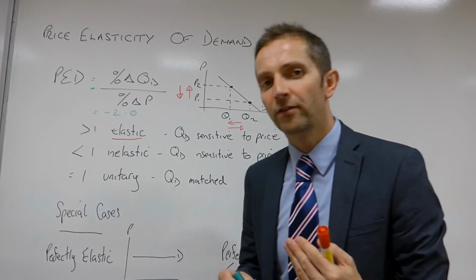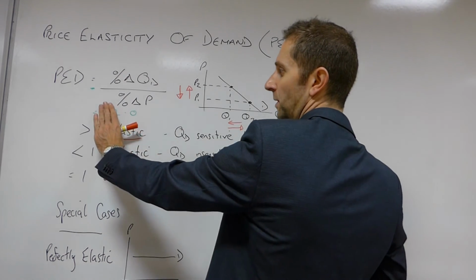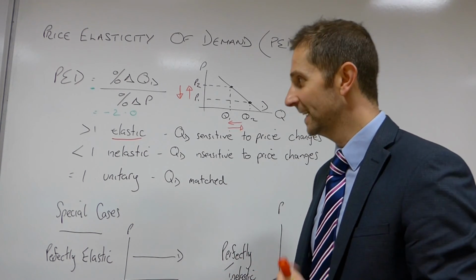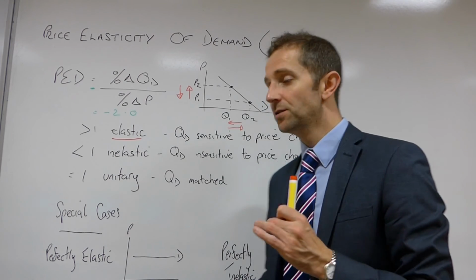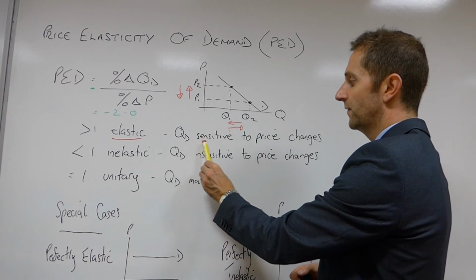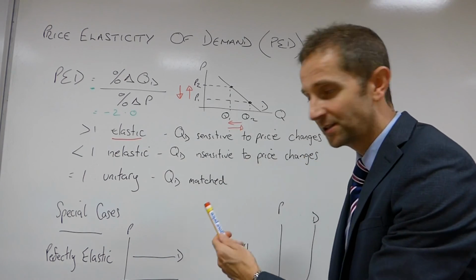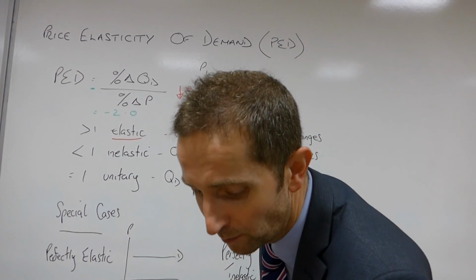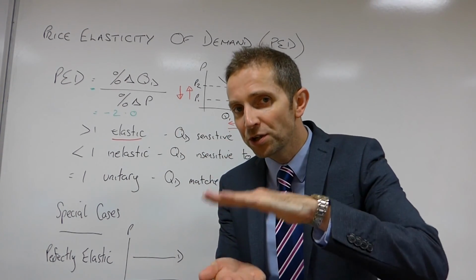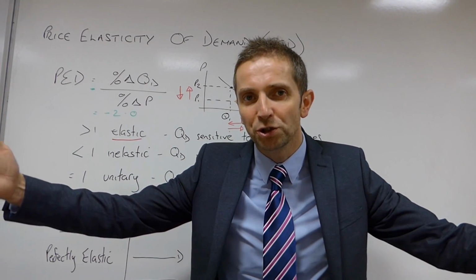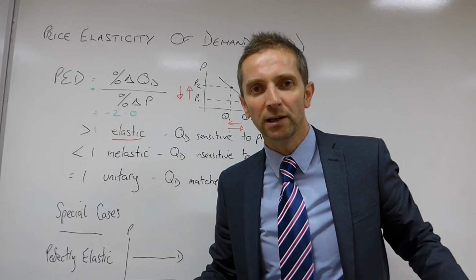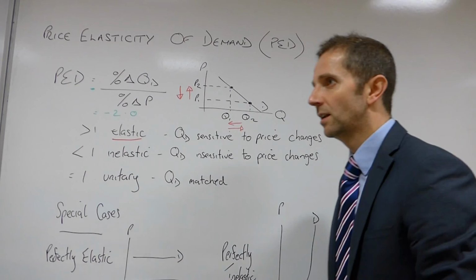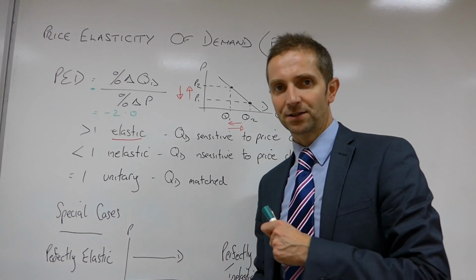This value of minus 2.0, in effect we cover over the minus sign and we say that that is a PED value of 2, so that would be elastic. Now that means that the quantity demanded is very sensitive to price changes. If it's elastic, it means that the quantity demanded is very sensitive to price changes. So for example, that might mean that a very small change in price yields a very large increase in quantity demanded. That's the way to remember it, ladies and gentlemen. Small change in price, large change in quantity demanded, if the price elasticity of demand is very elastic.